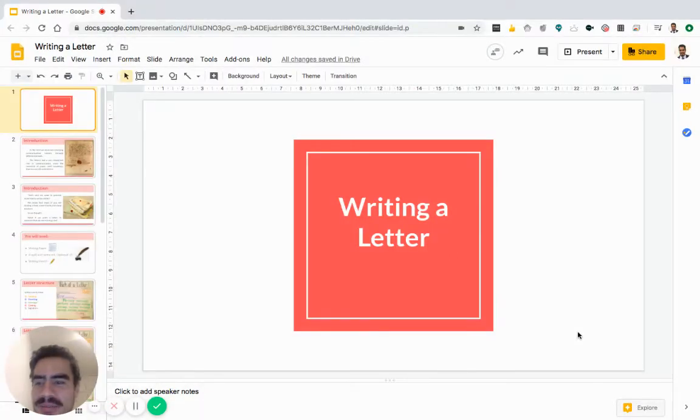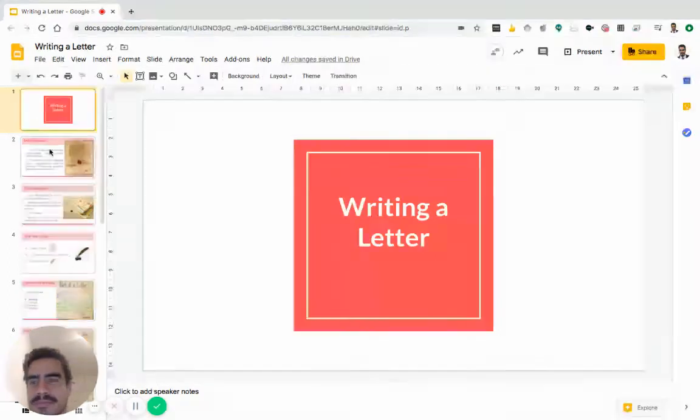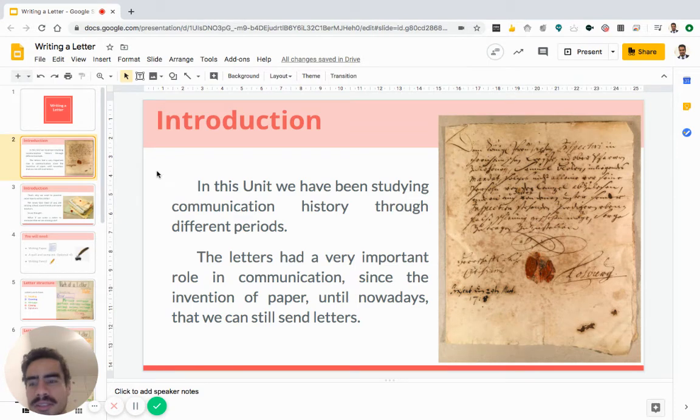I'm here today to explain our unit activity, which is called Writing a Letter. In this unit, about where we are in place and time, we have been studying communication history through different periods, since long, long ago until more recently. Letters had a very important role in communication, since the invention of paper that we saw from ancient Egypt, remember? Until nowadays that we can still send letters.